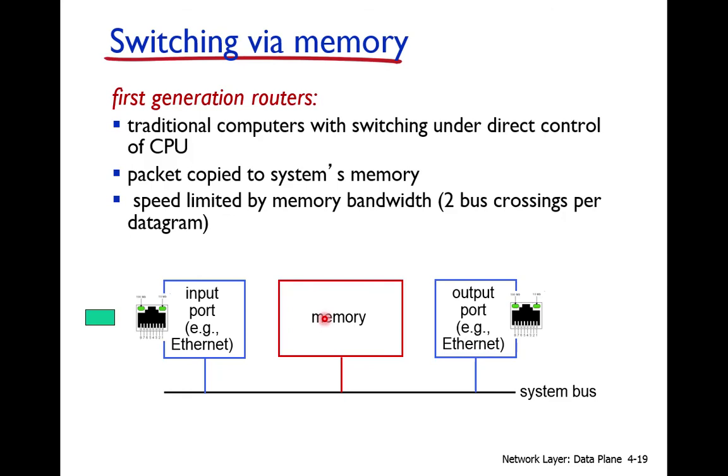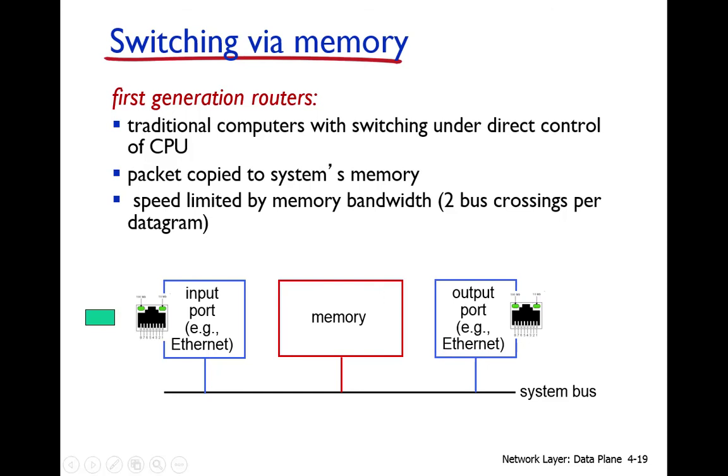That packet is stored in memory. When the packet is stored in memory, it is forwarded from the input port to the memory by using the system bus. Now the packet is to be examined: what is the destination IP address of this packet, and that destination IP address will be looked up in the forwarding table. For example, it tells which port number, which output port it should be forwarded to. Now the packet will be taken from memory and forwarded to the output port.